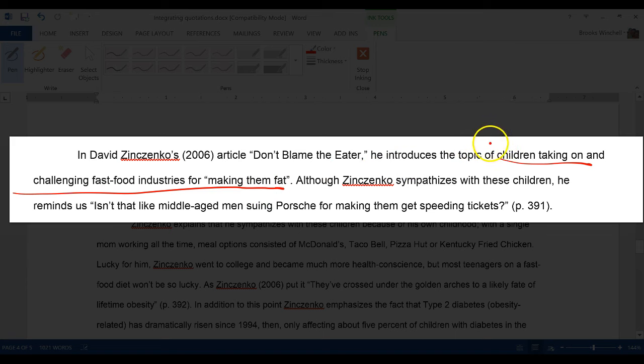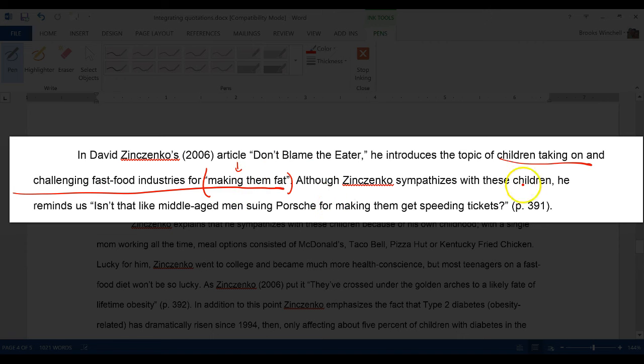So here, she has the author and title and main idea, just like we talked about when you're summarizing. But as part of the main idea, she quoted this phrase, making them fat, which was directly from Zinczenko. So she's doing it. You don't have to put page numbers if you have a quote that's this short. But when you're doing this, you're combining the author's words with your words, and it makes it more authentic to the original. So the reader sees it as more authentic.